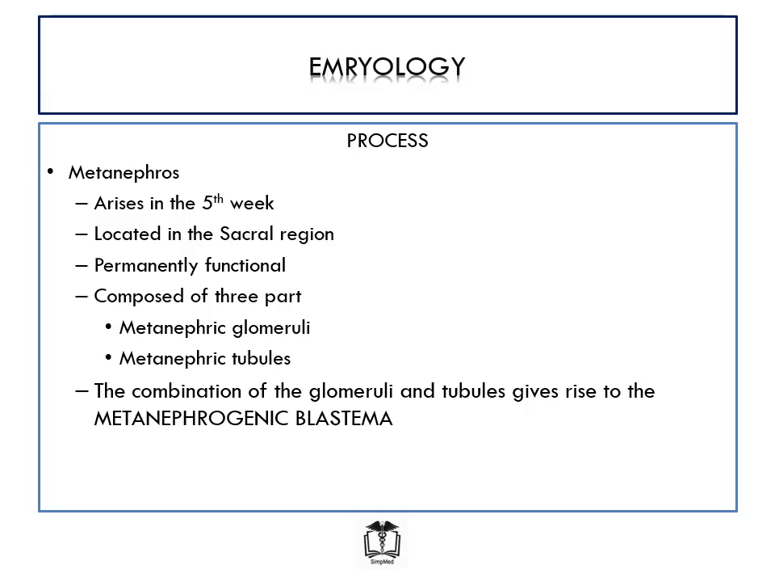Just like the mesonephros, the metanephros also contains a metanephric glomeruli and a metanephric tubule. And the combination of both of these structures gives rise to a very unique structure we know as the metanephrogenic blastema. So when you hear metanephrogenic blastema, it just talks about the combination of the metanephric glomeruli and the metanephric tube.